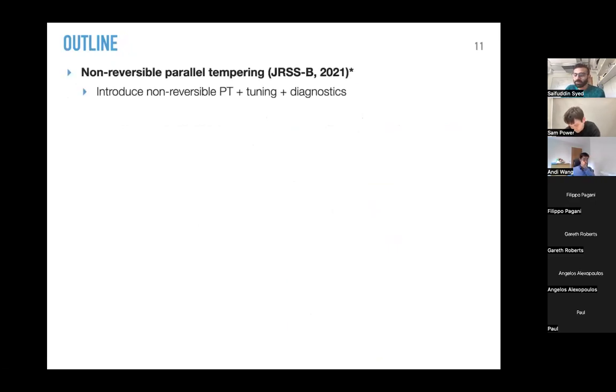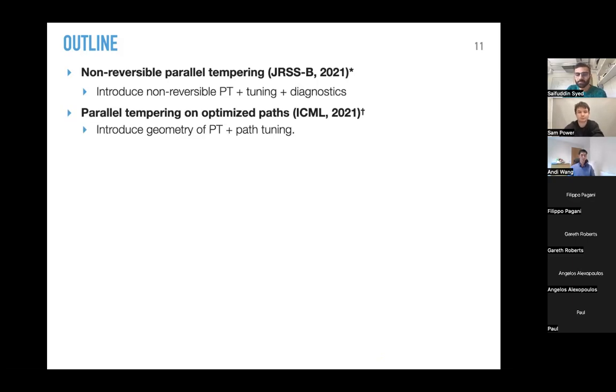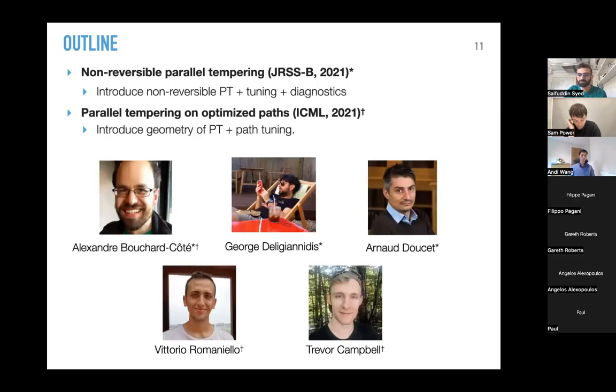So the outline of this talk, time contingent, is that I want to discuss two papers that created the crux of my thesis. First is going to be on non-reversible parallel tempering. This was published last year in JRSSB. The idea here is that we want to introduce what non-reversible PT is, this new paradigm, as well as the optimal tuning guidelines and diagnostics accordingly. And if there's time, we're going to talk about how to actually design better annealing paths themselves, moving beyond the linear path, and the connections to geometry.